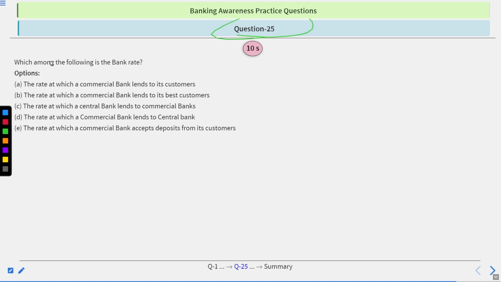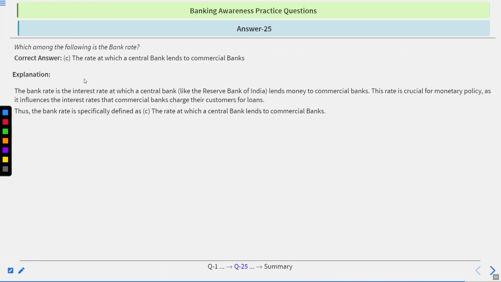Question number 25. Which among the following is the bank rate? The rate at which a commercial bank lends to its customer, the rate at which a commercial bank lends to its best customer, the rate at which a central bank lends to commercial banks, the rate at which a commercial bank lends to the central bank, the rate at which a commercial bank accepts deposits from its customers. To answer this, you will have 10 seconds, then I will give you the answer. Time starts now. Time's up. Correct answer is the rate at which a central bank lends to the commercial bank.